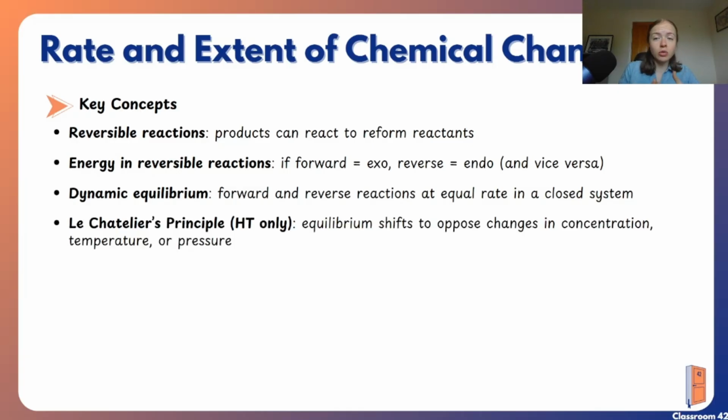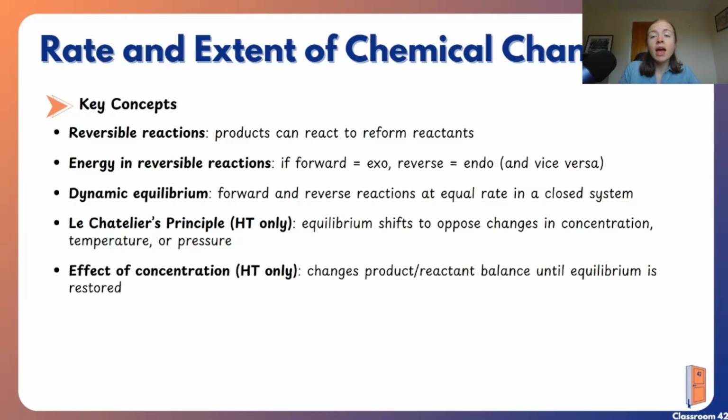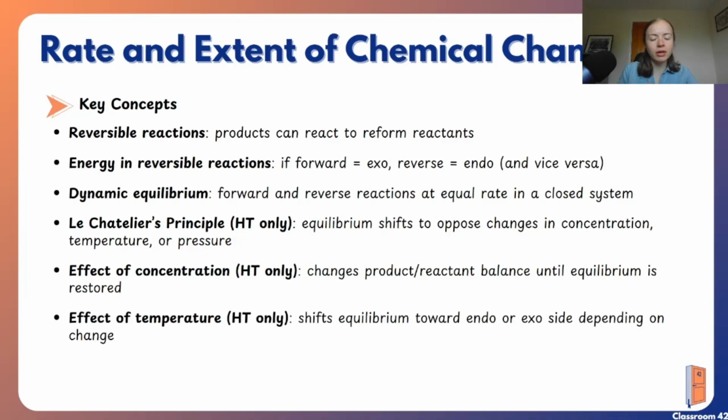And if you're higher tier, you also need to be able to apply Le Chatelier's principle, which is the idea of the equilibrium shifting. So the equilibrium can shift to oppose changes in concentration, pressure, or temperature. And the effect of concentration in this is that it can change the product or reactant balance until the equilibrium is restored. So the idea that if there's a change, then something will change within that equilibrium to make sure that the equilibrium can be restored.